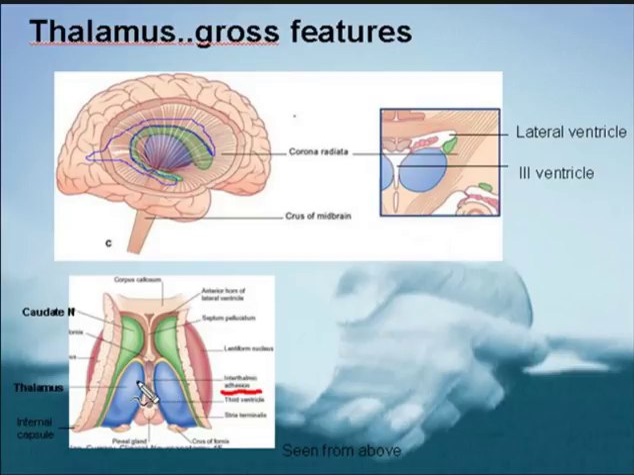Now here if you look at the same section, but it's taken a little differently, you can see it's seen from the top. So here you can see this lateral mass, nuclear mass, is known as the lentiform nucleus. This one over here is known as the caudate nucleus. Now get familiar with these names because the lentiform and caudate are part of nuclei which are known as basal ganglia.